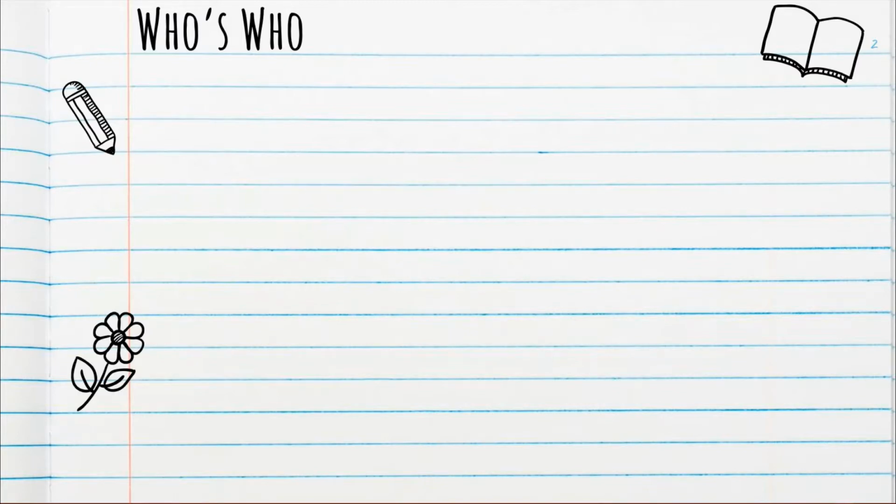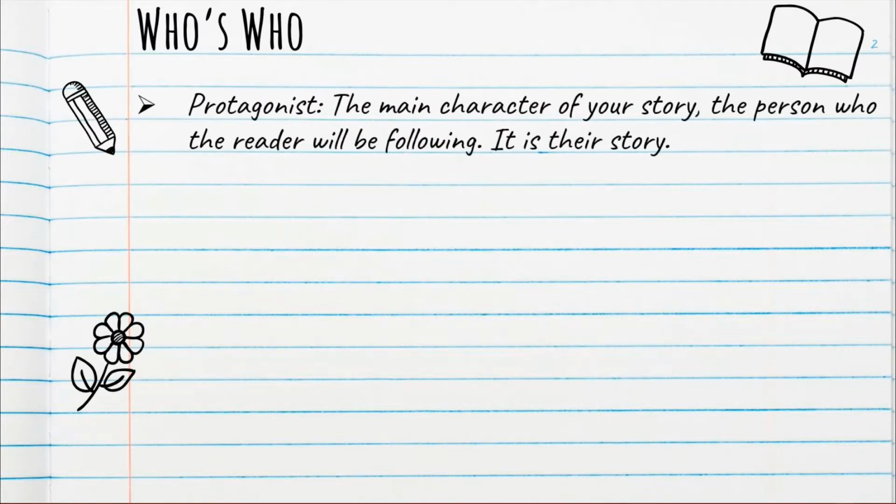The first, and arguably the most important, is the protagonist. The protagonist is the main character of your story, the person who the reader will be following. This is their story. Now, of course, you can have more than one protagonist, especially if you have a story that has more than one point of view. So if you have two or three characters where you will switch between who is telling the story, you can have more than one protagonist.